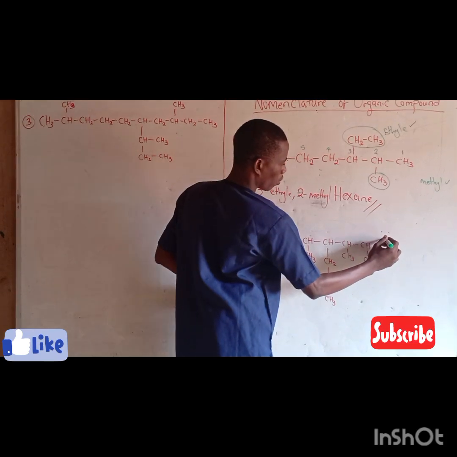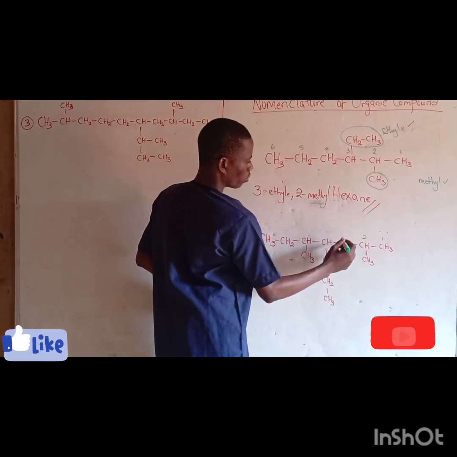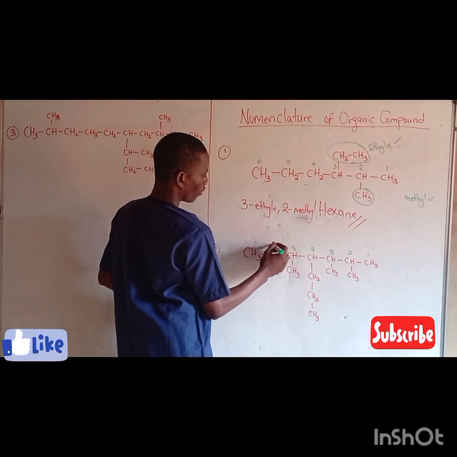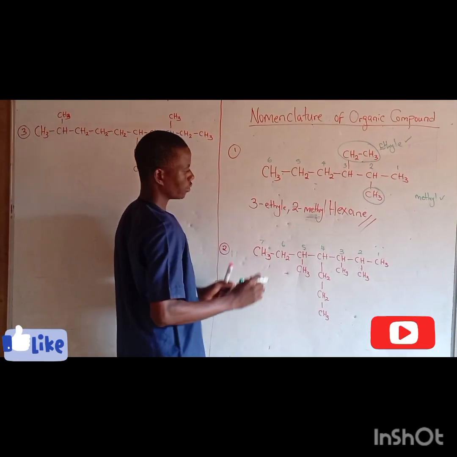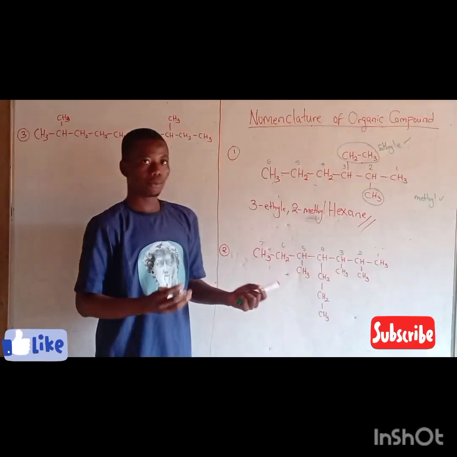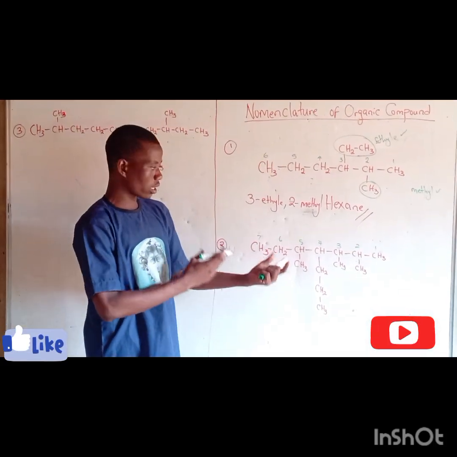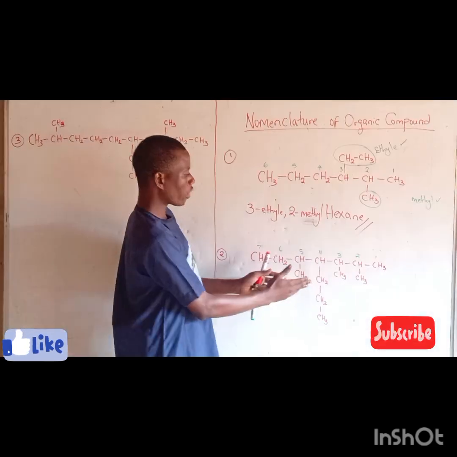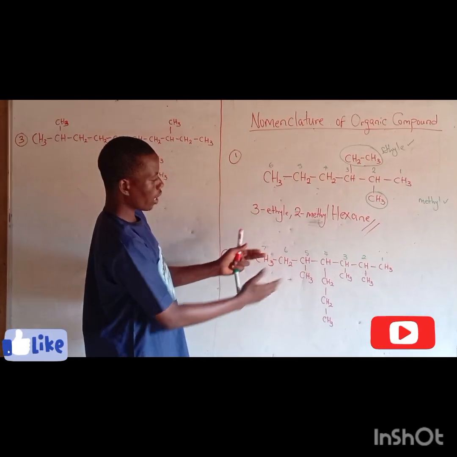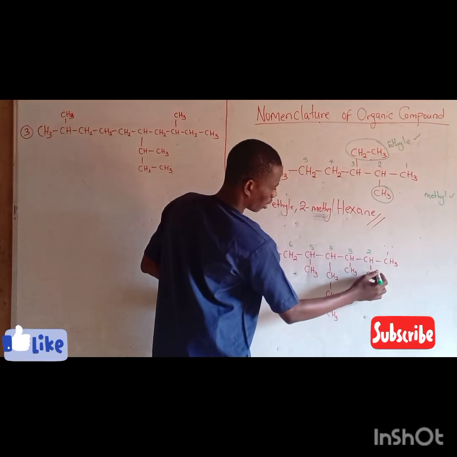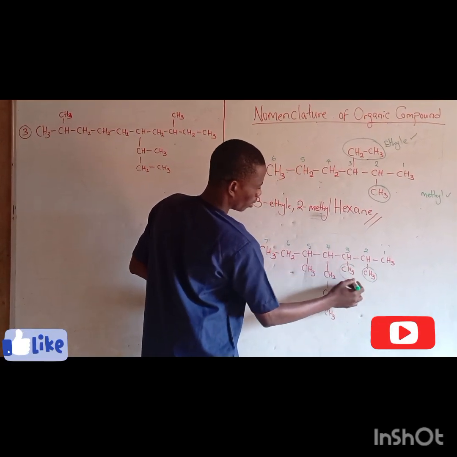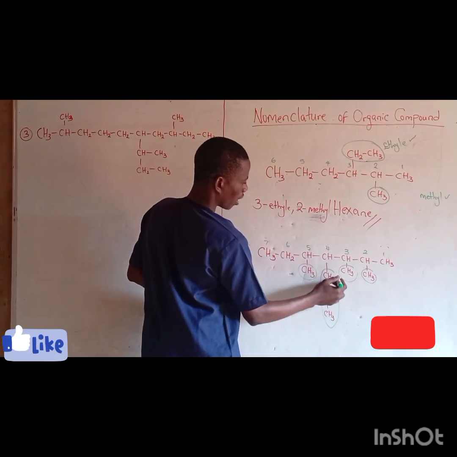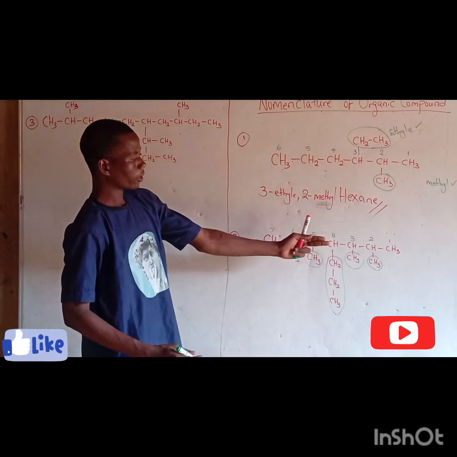You can write it down: carbon 1, carbon 2, carbon 3, carbon 4, carbon 5, carbon 6, and carbon 7. These are the 7 carbon atoms we have, which is the longest continuous carbon. Then secondly, you should check for the attachments in this compound. We have a lot of attachments here. This is an attachment. This is another one. This is another one. And this one here also is an attachment to this compound.